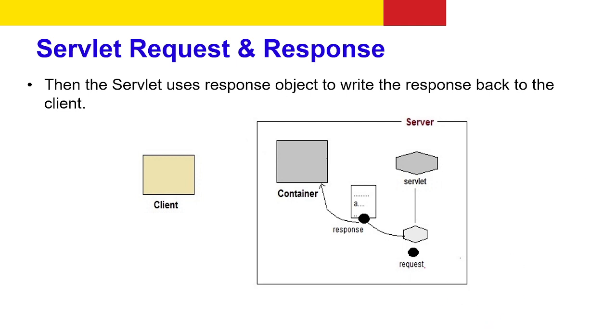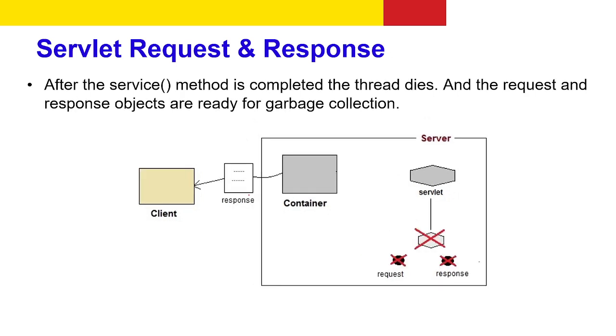So you can just see here, the request comes in, and from that the response is sent, for example, to the client. The response is sent back to the client. Once the service method is completed, the thread dies and the request and response objects are ready for garbage collection.